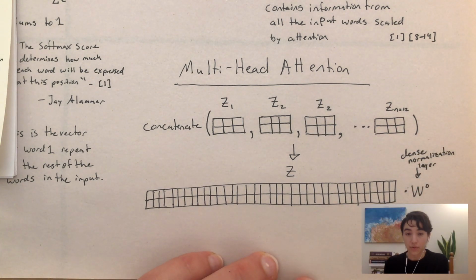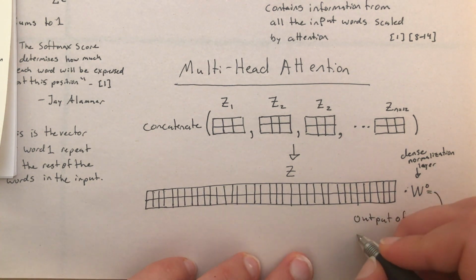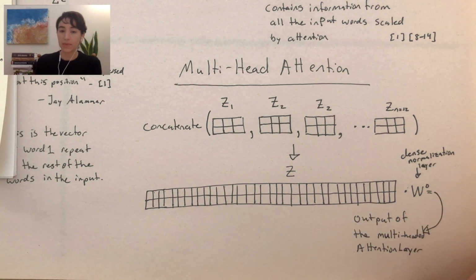This W0 here is a dense normalization layer. We consider this to still be part of the encoder block, and you can see it in the Transformer is all you need architecture as an add and norm layer. The matrix that comes out of this dot product is what we then feed into the feed-forward network layer.